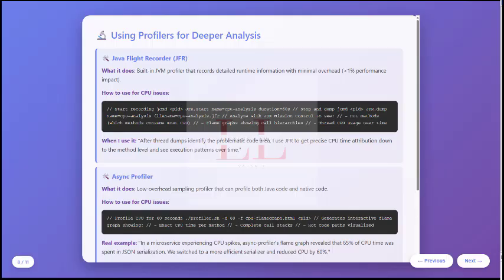Java Flight Recorder, or JFR, as I call it, is built into the JVM, and it has minimal overhead, less than 1% performance impact. So I can safely use it in production as well. That's why I told you it's my favorite tool.